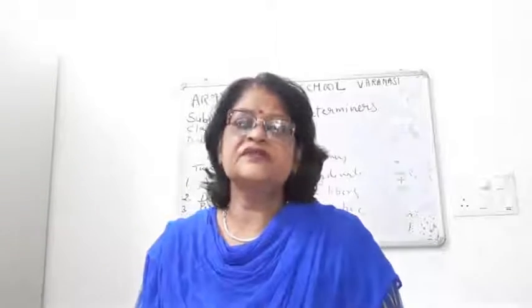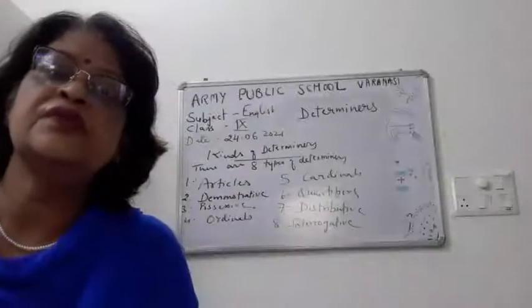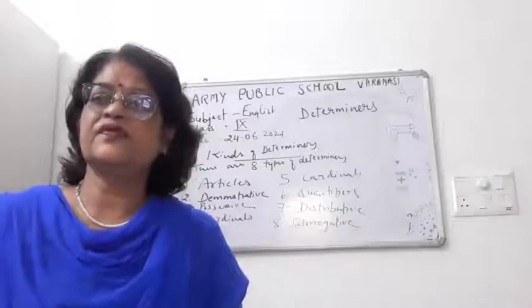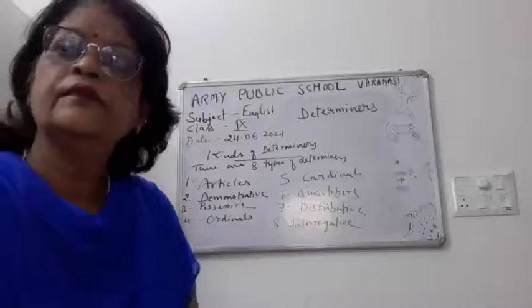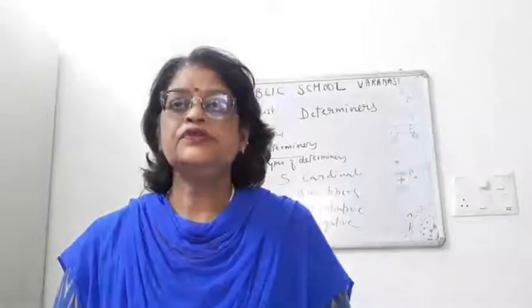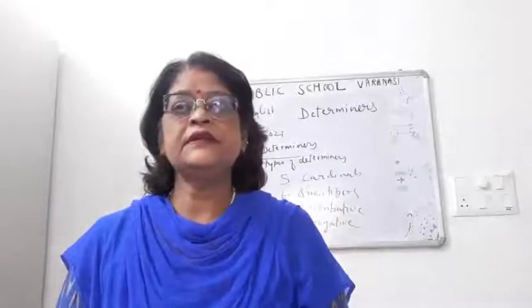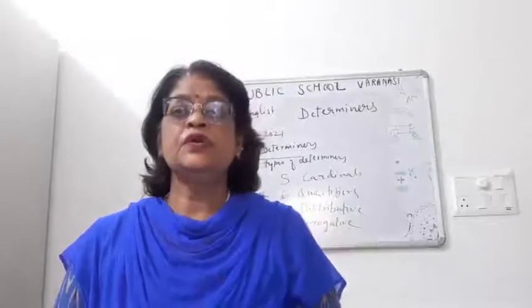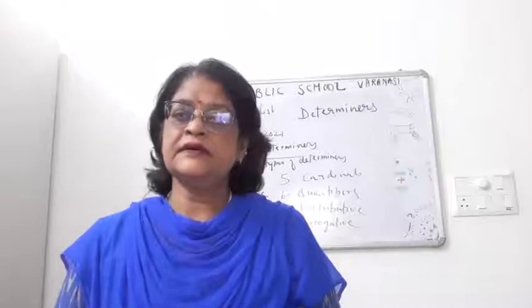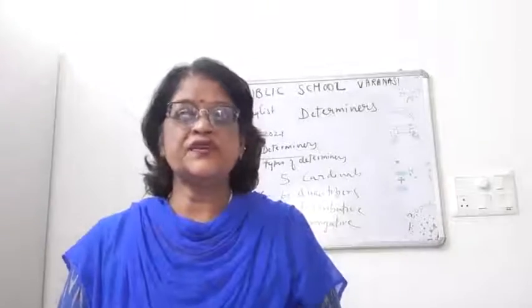Now I have already discussed this with you, children. We will start with articles. I've already told you that there are two types of articles: definite articles and indefinite articles. We were discussing articles. What is an article, children? Articles are of two types, definite and indefinite. The definite article is the, and the indefinite articles are a and an. I've already told you the uses of a or an.